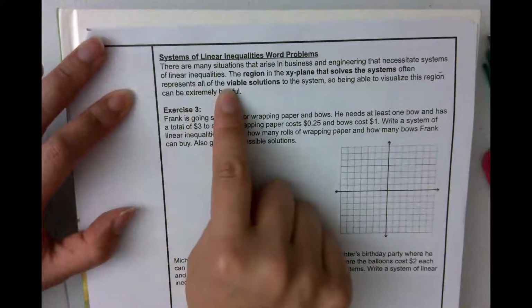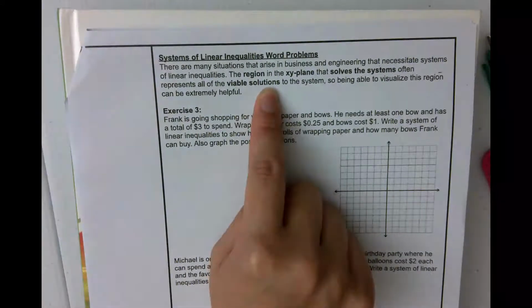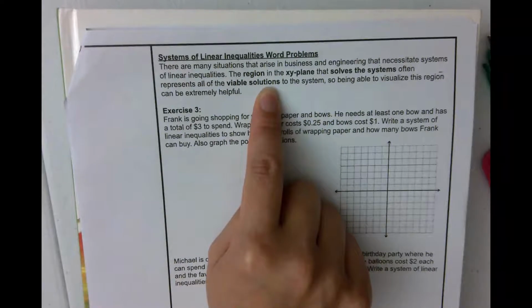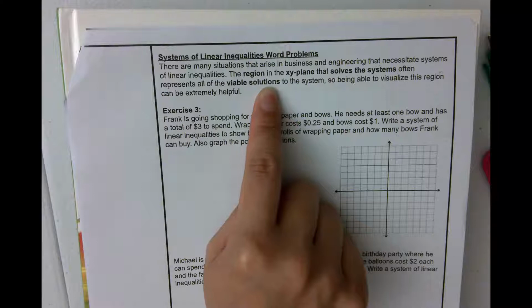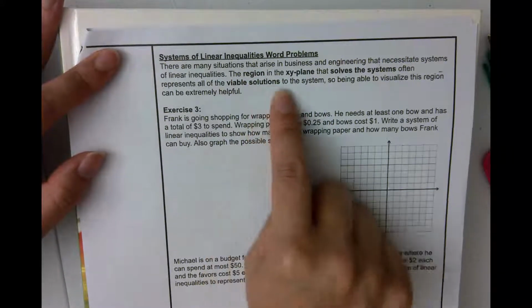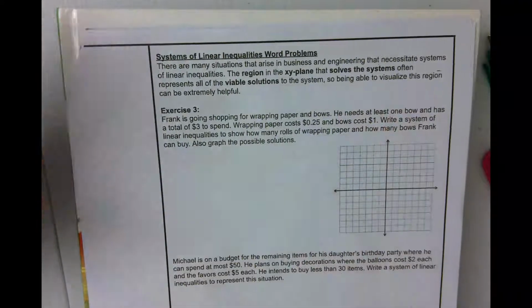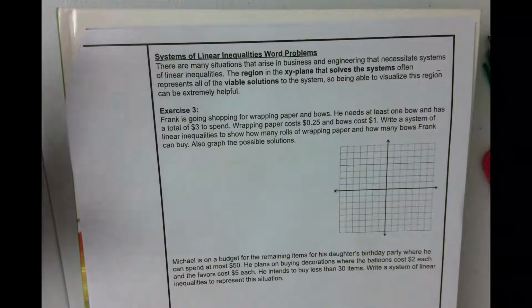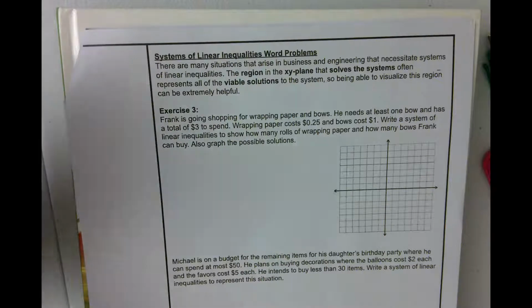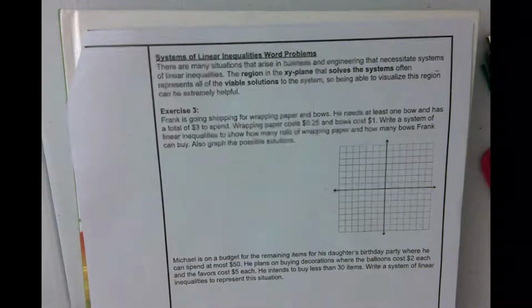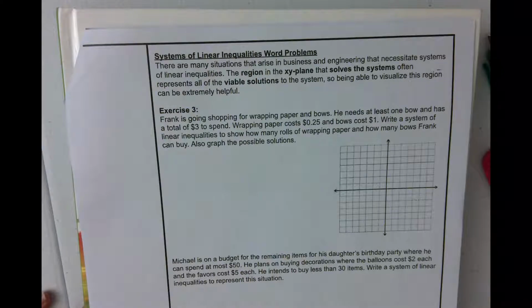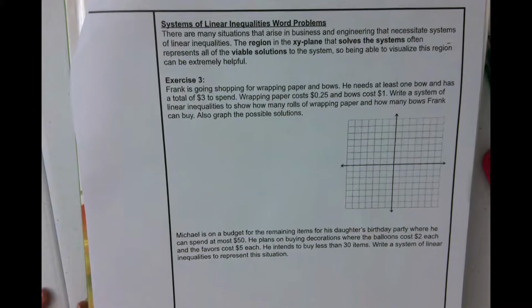represents all of the viable solutions, right? We've seen that previously when we were graphing, that our solution to a system is all possible answers. It represents everything that makes the system true for every inequality. So being able to visualize or graph this region is extremely helpful, because all we need to do is make sure that whatever we're talking about is within that shaded region that completely overlaps. So we're going to look at a couple of word problems here to see this.